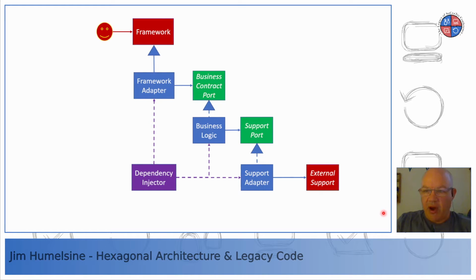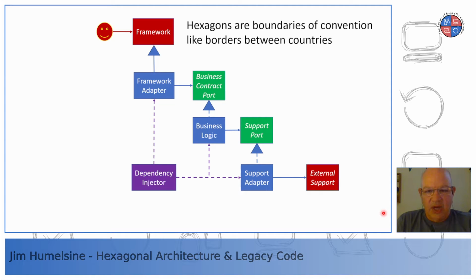All right, so far I have yet to draw a hexagon. I'm about to get to hexagons. Hexagons are boundaries of convention, like borders between countries or borders between states, provinces or territories. What do I mean by that? There is no hexagon anywhere in your design. Maybe with some annotations from the previous talks, you may want to use those as labels, but nothing explicitly has to be in your source code for hexagons.